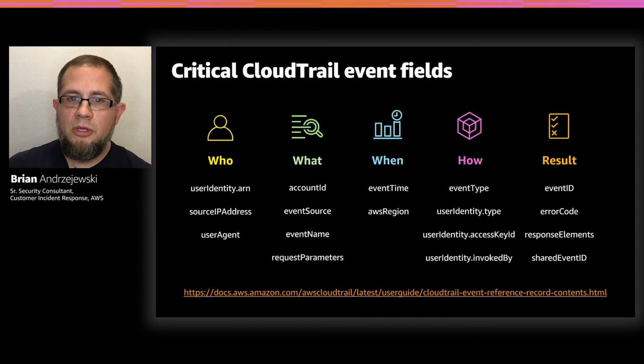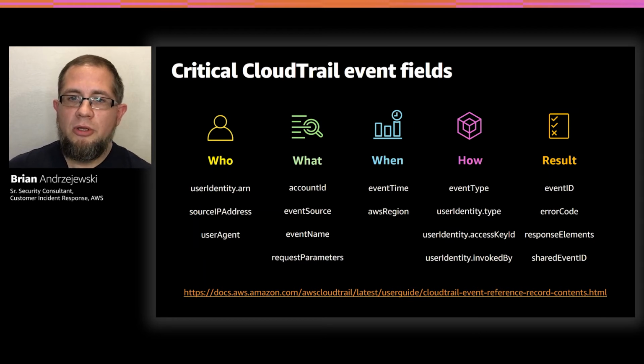In the how, this records the event type. The event type is the action made against the control plane. This also will include the user identity type, the access key ID that was used, either an AKIA or ASIA key, which we'll go over a little bit in a minute, and the user identity, if it was invoked by another service.